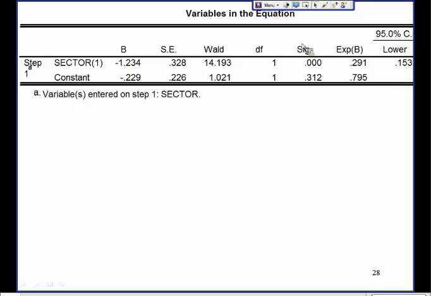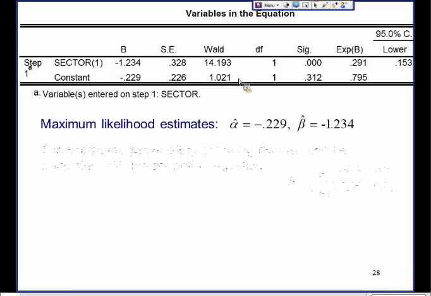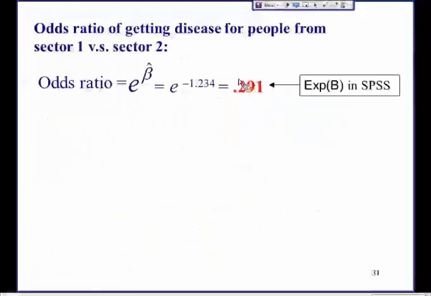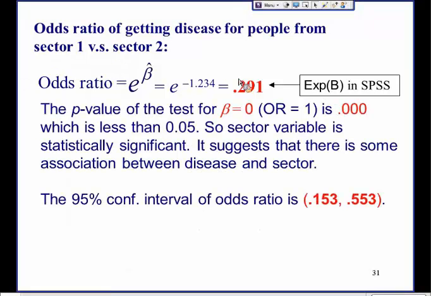In fact, if you look at this output, there's an exponential function of b. That's really the exponential function of this. This number 0.291 is actually the exponential function of this negative 1.234. So when you run the analysis, the software will produce this exponential function of beta for you. You just need to know where to look for it. You don't have to do the computation like I showed you in the slide. It's in the output. My slide just explained why the exponential function of beta is the odds ratio, and you can get that from the software.